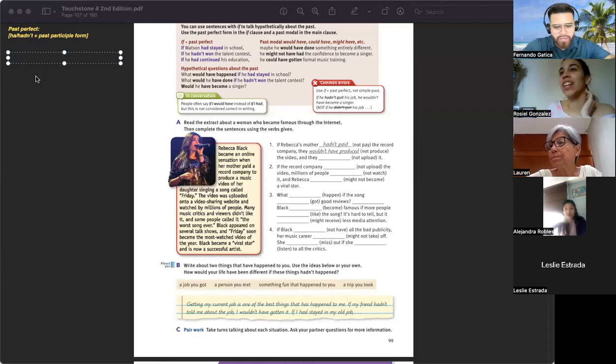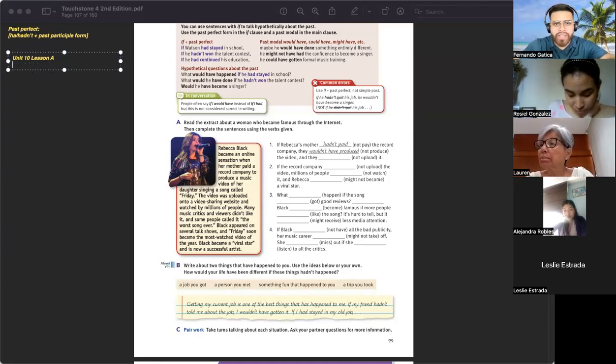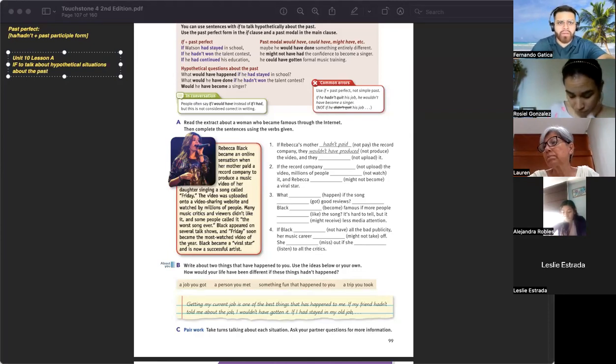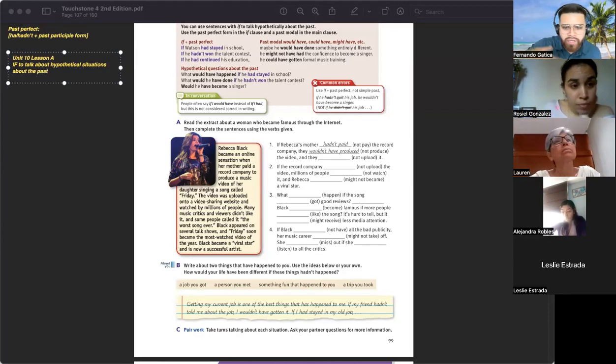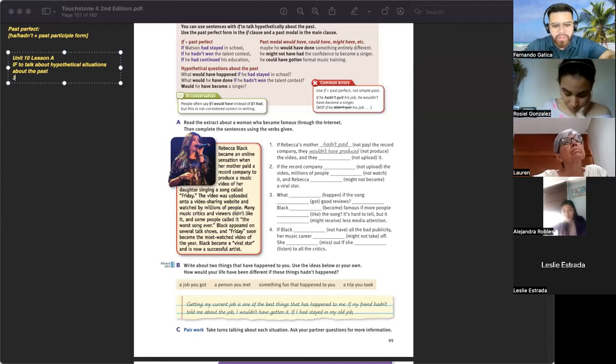But in this lesson, on unit 10, lesson A, we practiced using if to talk about hypothetical situations about the past. This is what a lot of people know as the third conditional. You know, we use the third conditional to talk about hypothetical situations in the past.